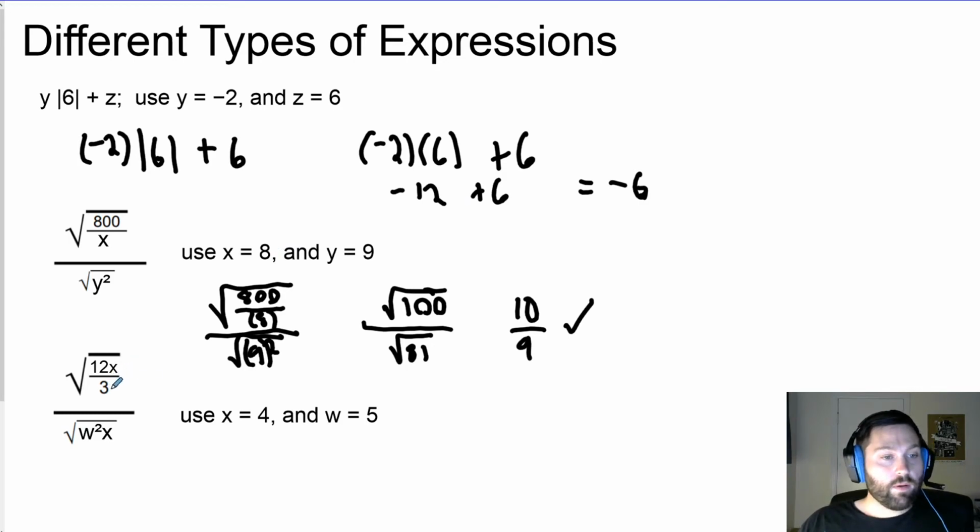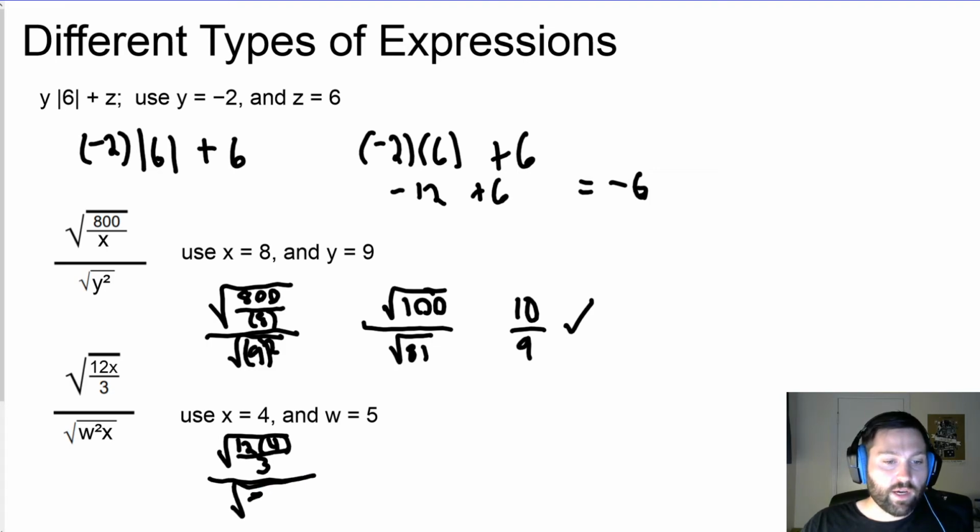For the third one on the page, we're going to do the same thing essentially here. Substituting a 4 in up here, and we're going to have to substitute 4 on the bottom, and we've got 5. Then we're going to have to substitute for w. So if I substitute 12 times 4 over 3, and then that is divided by the square root of 5 squared times 4. So let's simplify. The top, 12 times 4 is 48.